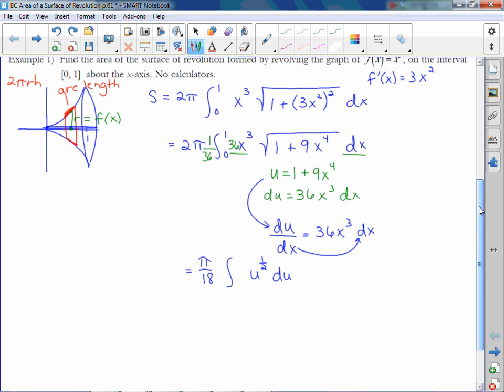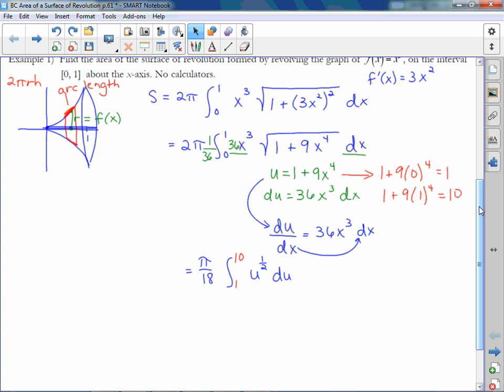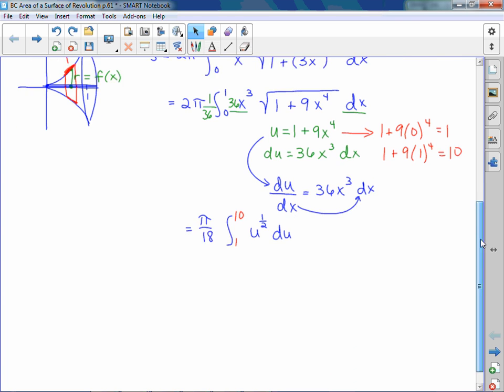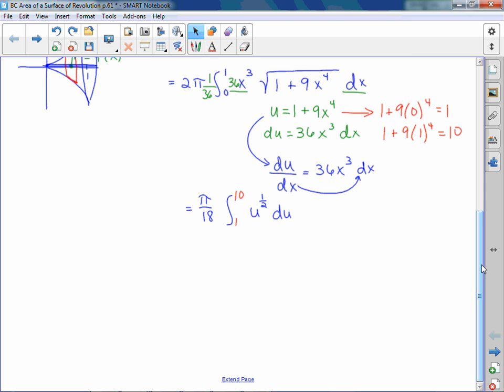My limits were 0 to 1. So what we want to do, and u here, is we want to plug in a 0. 1 plus 9 times 0 to the 4th gives me 1. That goes down here. And then we plug in the 1. So 9 times 1 to the 4th, and that gives me 10. And so I put a 10 up there. All right, now I can integrate it and plug in my limits.